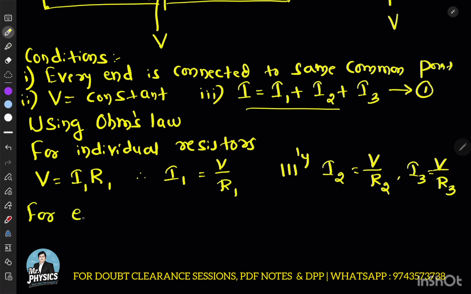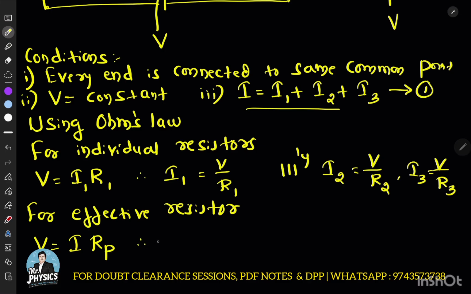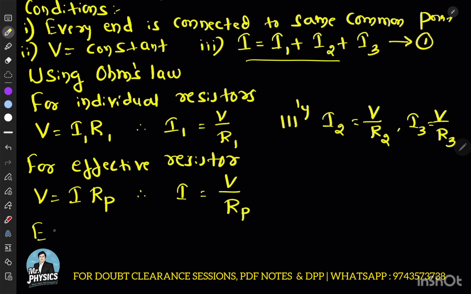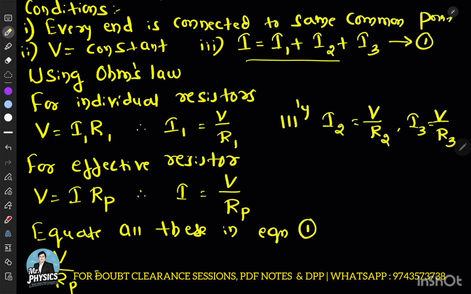Similarly, we can take the effective resistor. In the V equal to IR form, V equal to I RP. Therefore, I equal to V by RP. So, substitute all these in equation 1. In the next step, substitute all these in equation 1. So, what is I? I equal to V by RP. What is I1? It is V by R1. I2 is V by R2. I3 is V by R3.